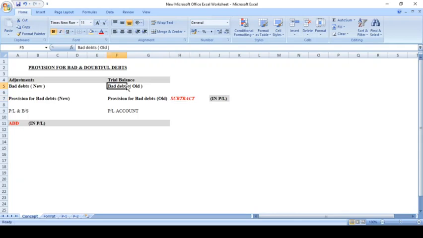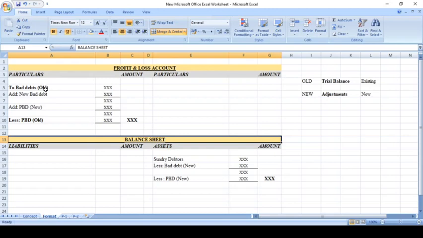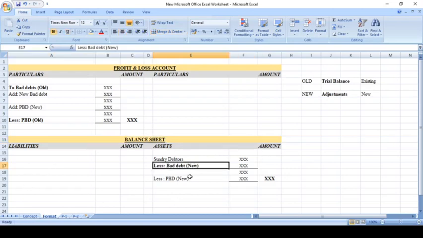So my old bad debt and old provision for bad debt has always been, it's already been considered in my P&L account. So it would not appear twice. So it will not appear in my balance sheet. In my balance sheet, I will just have my new ones.